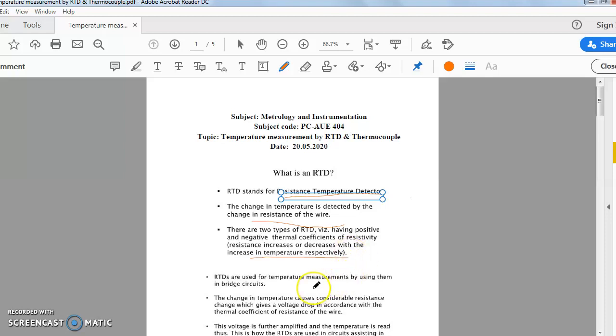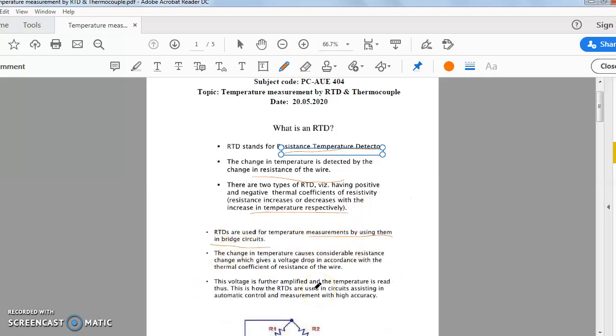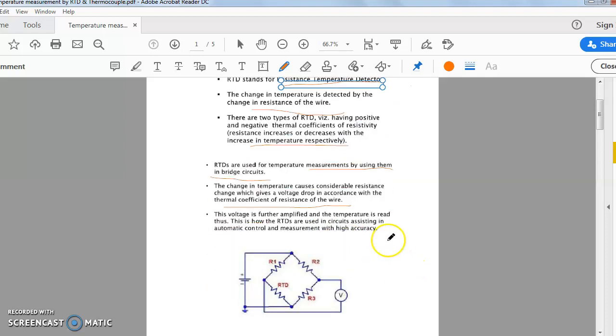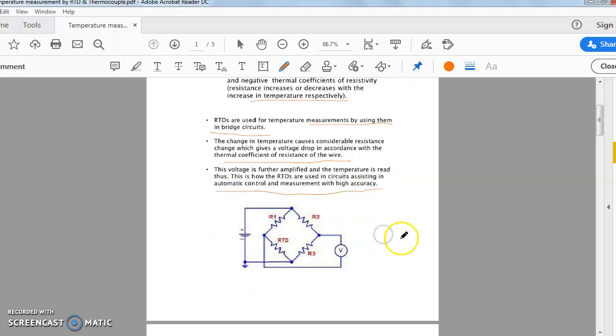RTDs are used for temperature measurement by using them in bridge circuits. The change in temperature causes a considerable resistance change, which gives a voltage drop in accordance with the thermal coefficient of resistance of the wire. It looks like a simple Wheatstone bridge diagram. The voltage is further amplified and the temperature is read. Thus, this is how RTDs are used in circuits, assisting in automatic control and measurement with high accuracy.